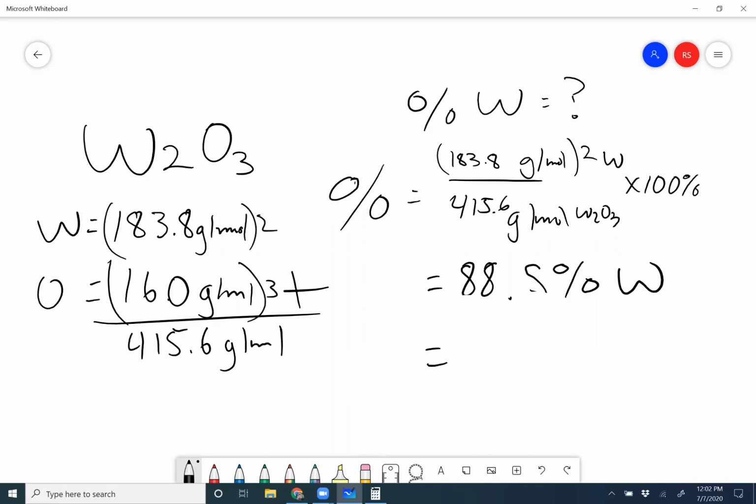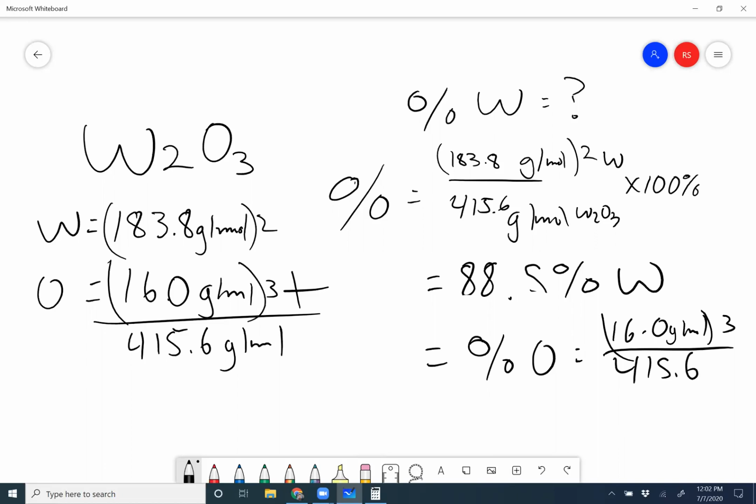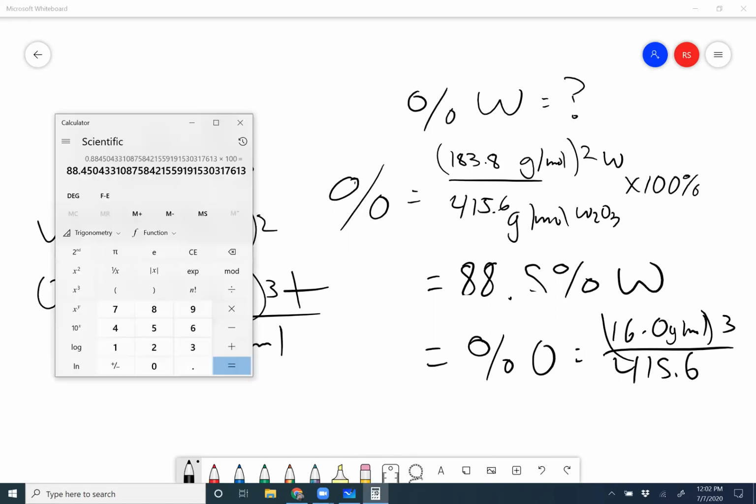Now we could do the math and say the percent of oxygen is equal to 16.0 grams per mole times 3 divided by 415.6. Did I do the right math? Let's do it again. 183.8 times 2, and then divided by 415.6. No, I was fine. Okay, so that's that.